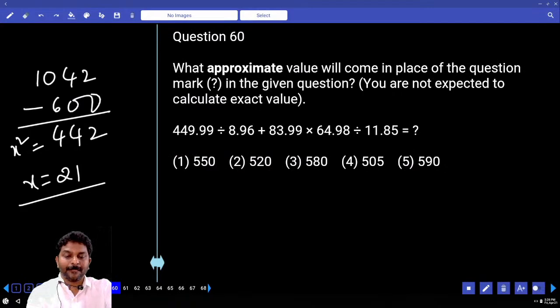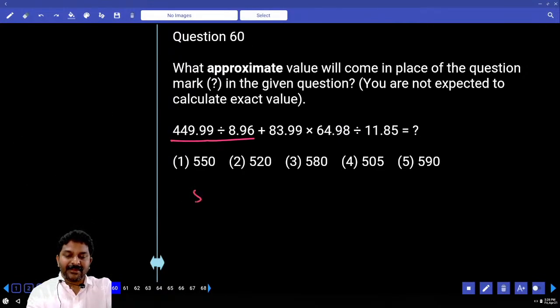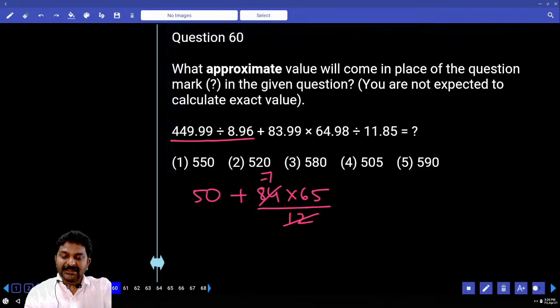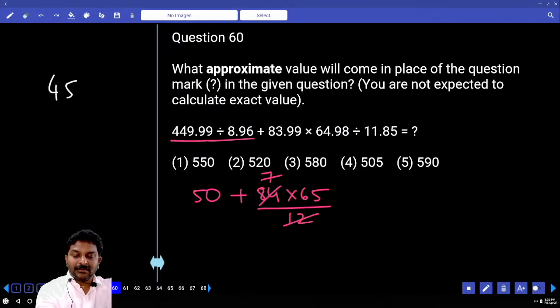Are you okay? What is this? 450 divided by 9. 9 how many times is 45? 5 times. So it will be 50 times only. Plus 84 into 65 divided by 12. 12, 7 times. 7 into 60? 420. 7 into 5? 35. 420, 35, 455 plus 50. Answer 505.